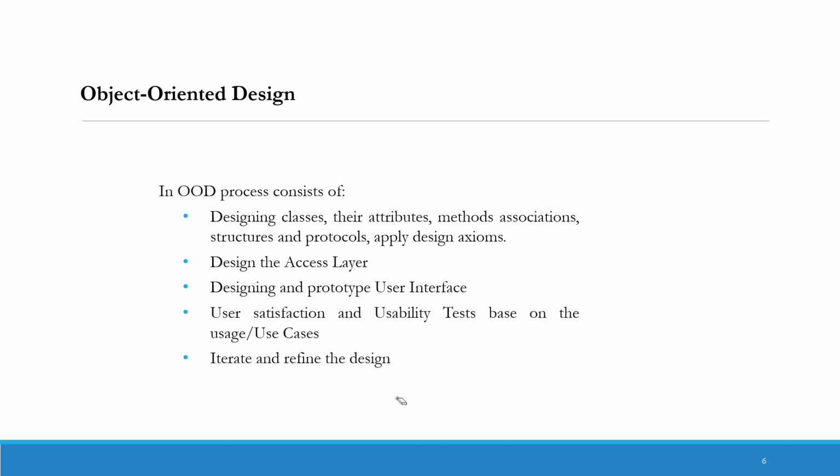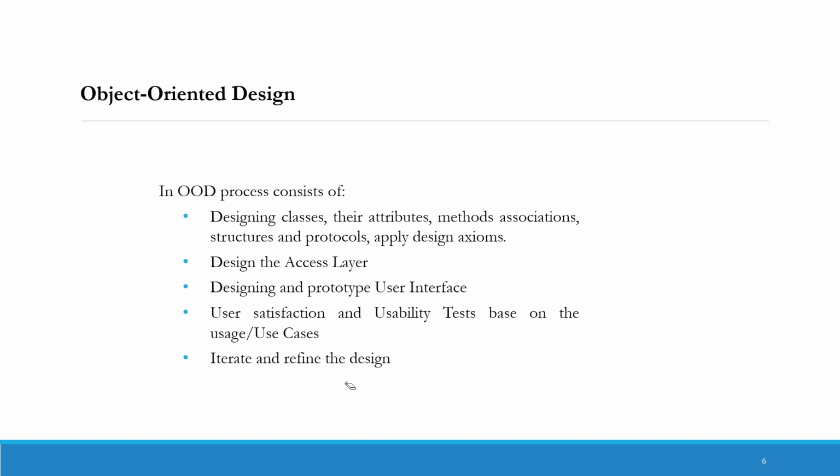Design is not an overnight task. It is iterated over and over again, or it will be refined. At the very beginning, we will design a rough class diagram and so on, or rough relationships. But when we refine and iterate, we get the big picture. So this is what we mean by object-oriented designing.